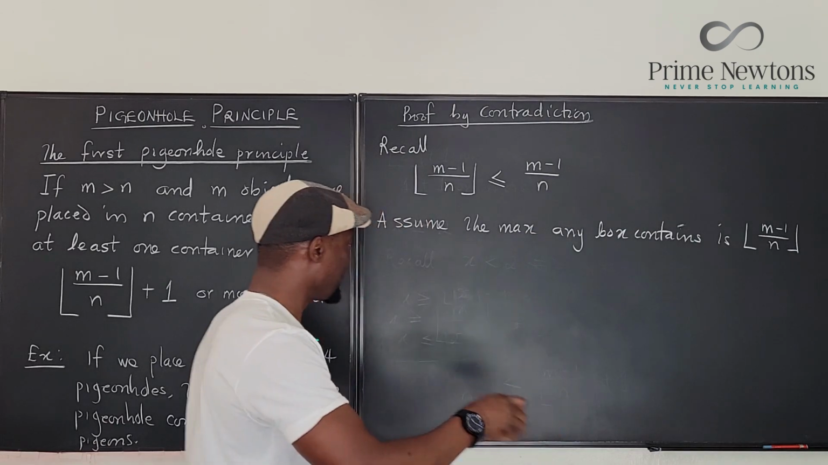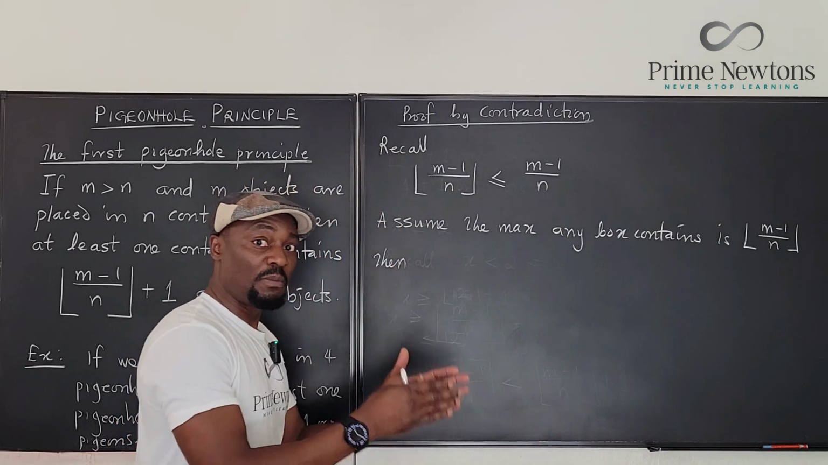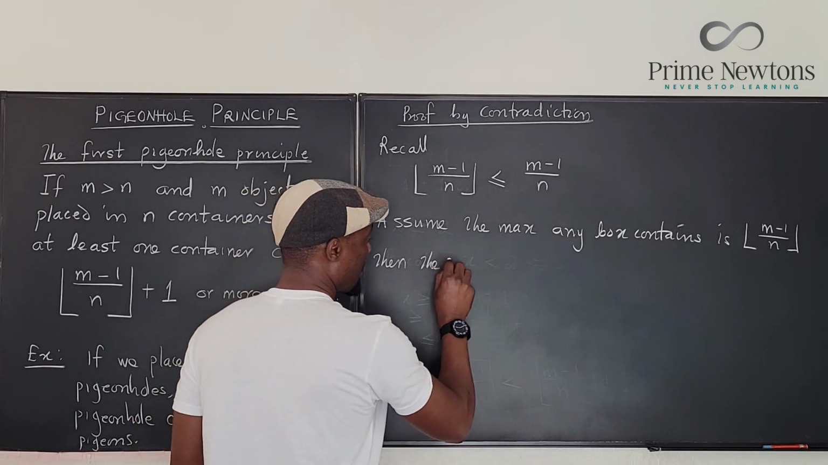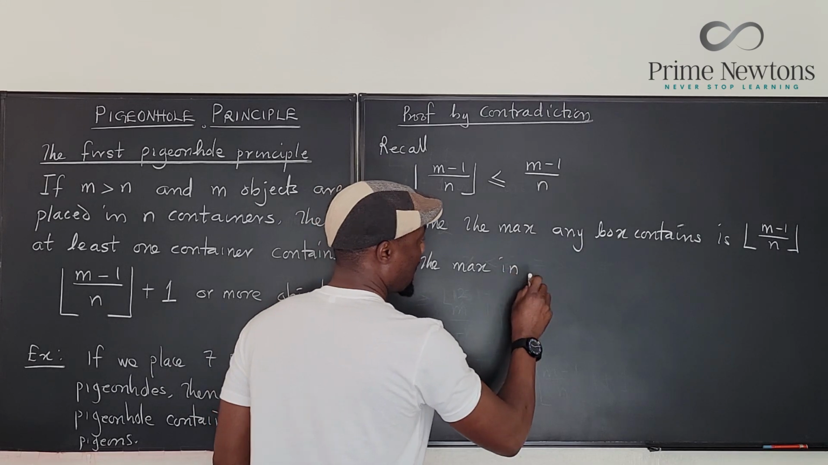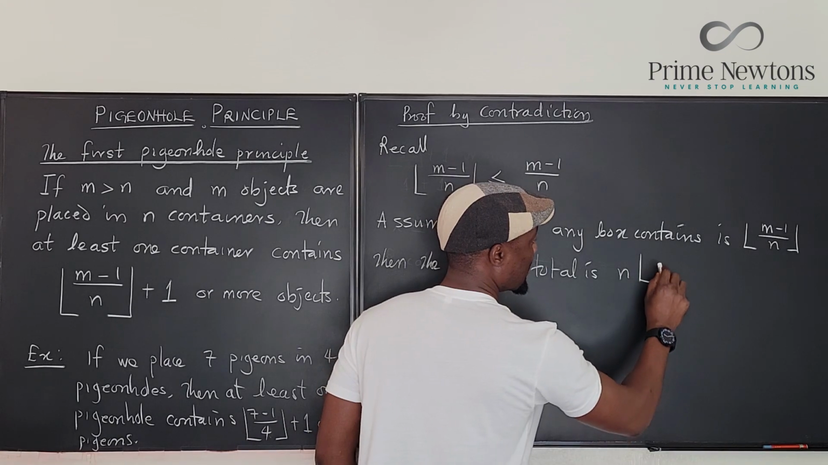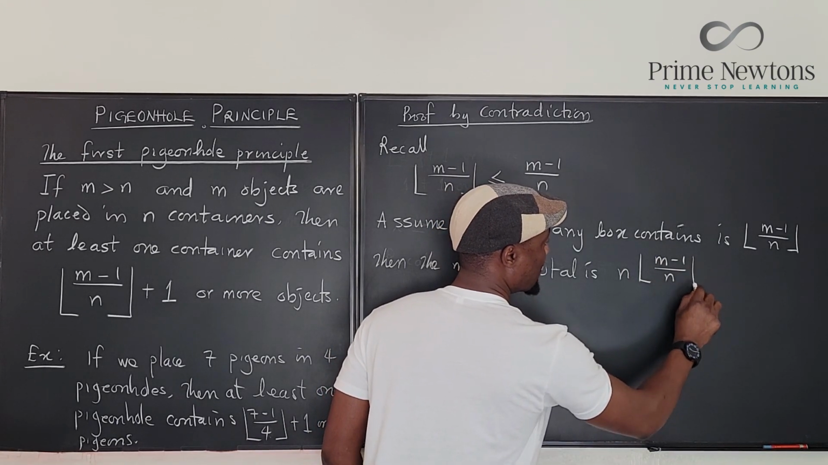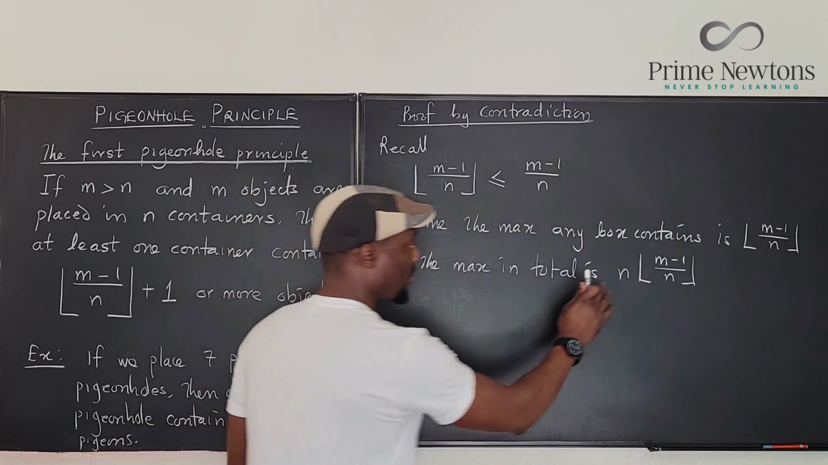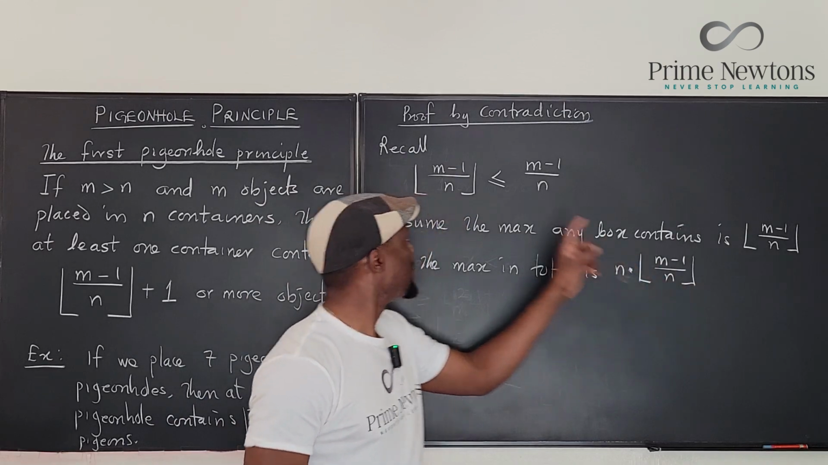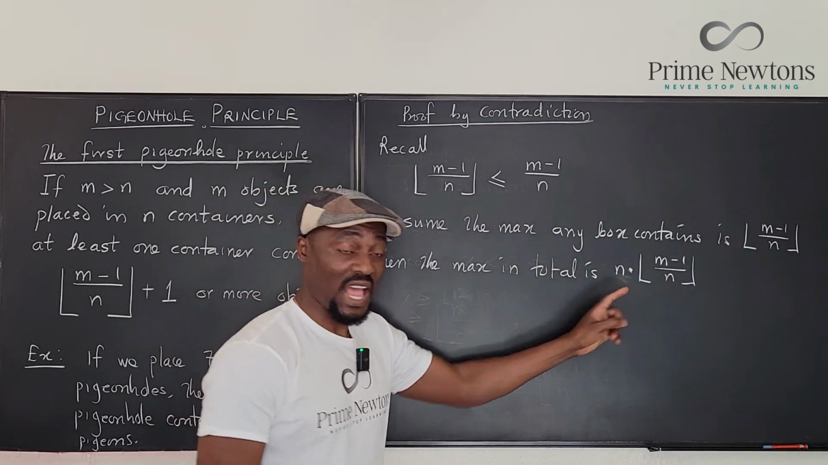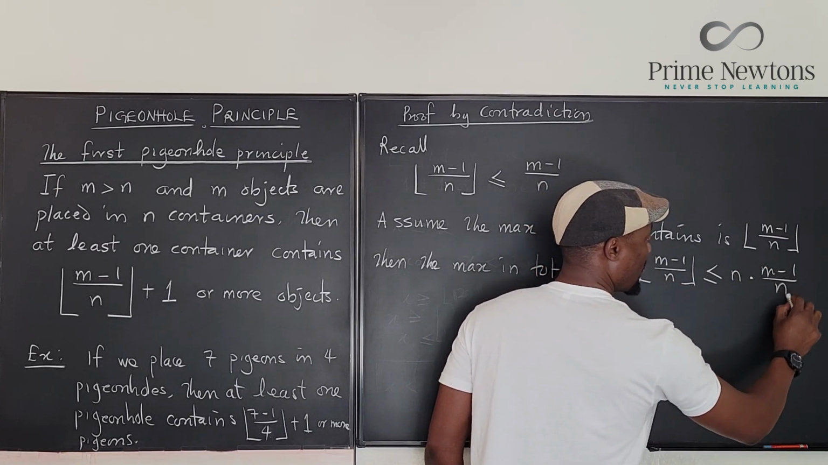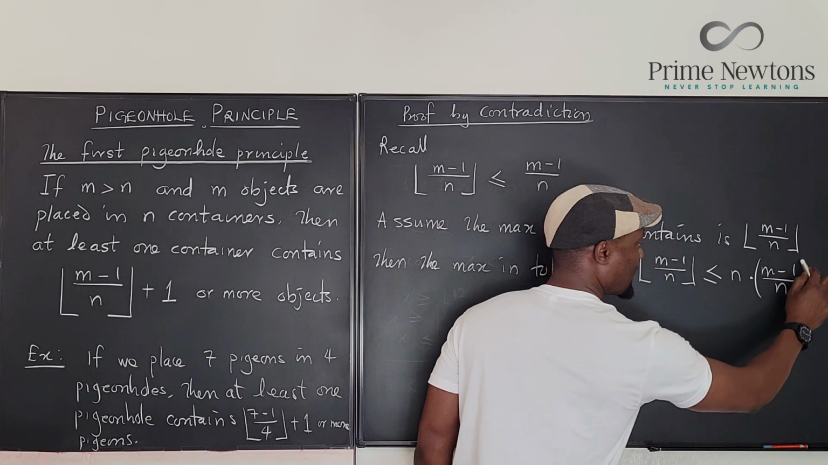Then all the boxes, the maximum that can be contained in all the boxes in total is n times the floor of (m minus 1) over n. This is multiplication: n times this floor. But we know that this is less than this, so this has to be less than n times (m minus 1) over n. Let's put this in parentheses.